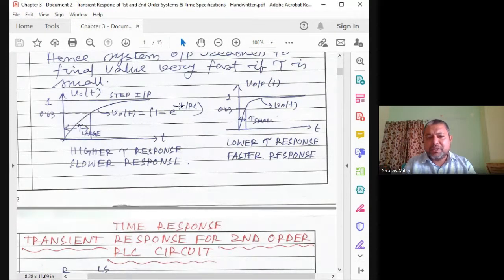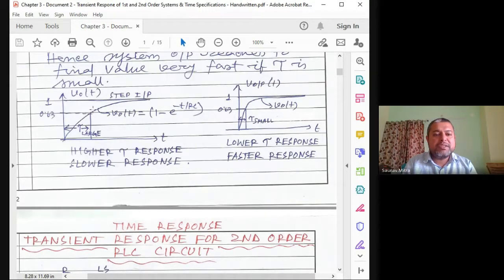Don't look at what equation I have written. Don't follow the equation. Just see the shape. So this is zeta greater than 1, and suppose zeta is equal to 2, this kind of response you are finding. Suppose zeta is equal to 10, it will be further slow. Further slow means after quite a lot of time it will reach the input value. So here you are finding the output is reaching the input. That means steady state error has become 0.